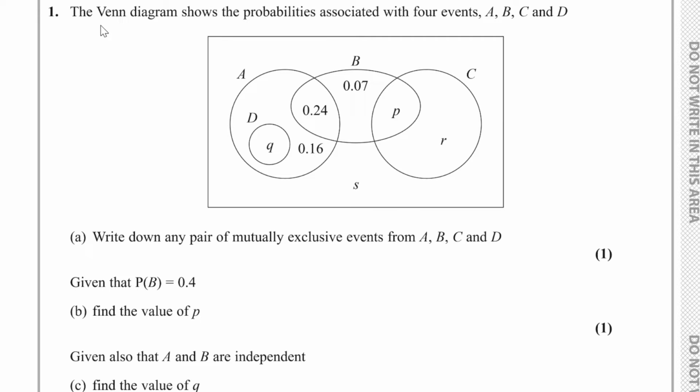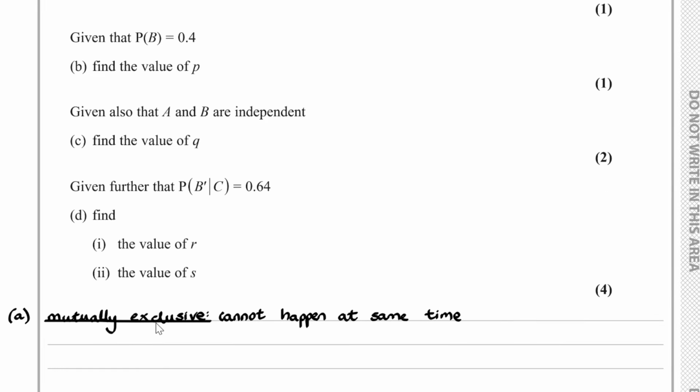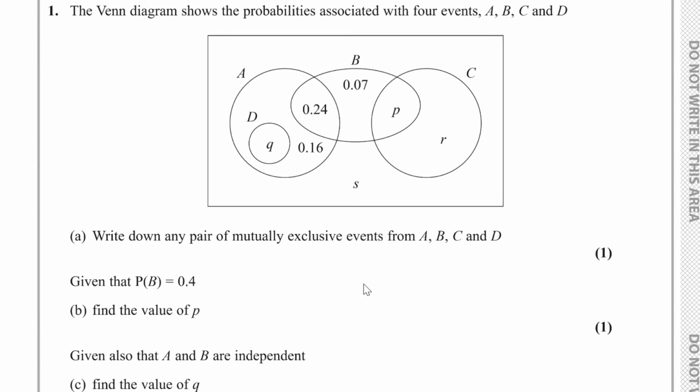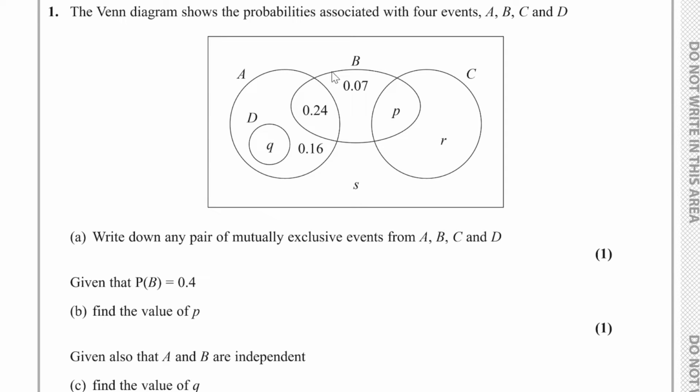Question number 1. The Venn diagram shows the probabilities associated with 4 events A, B, C and D, and for part A we have to write down any pair of mutually exclusive events from A, B, C and D. Now, when we see the word mutually exclusive, we should be thinking to ourselves, these are events which cannot happen at the same time.